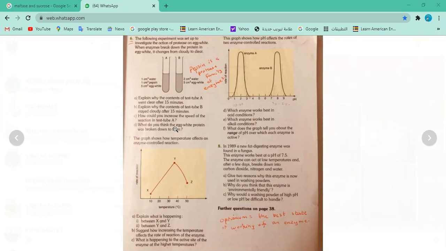Okay. By increasing the temperature, by increasing the concentration of enzyme pepsin, by lowering the pH, by adding dilute hydrochloric acid. Wow. Wonderful. Excellent. You have mentioned more than what is needed, even, right?